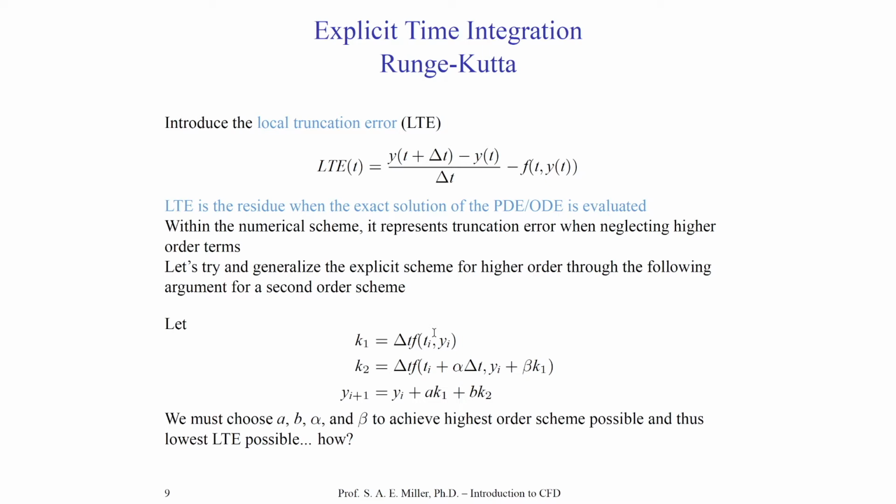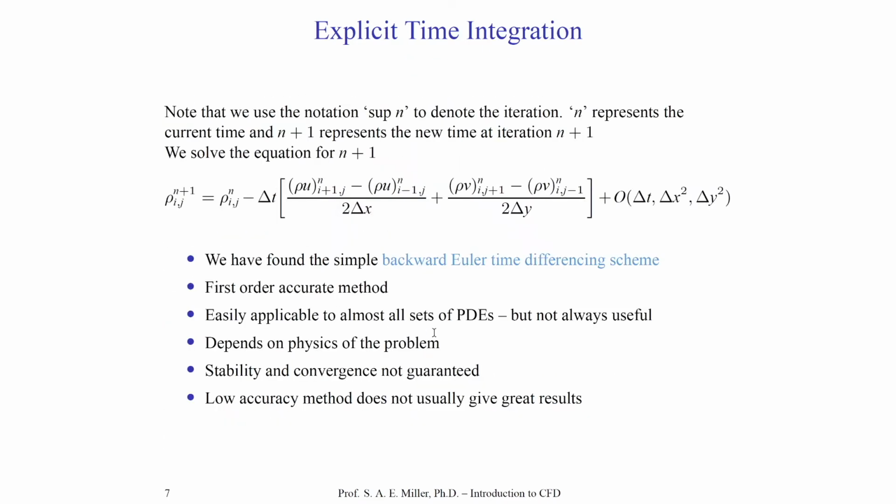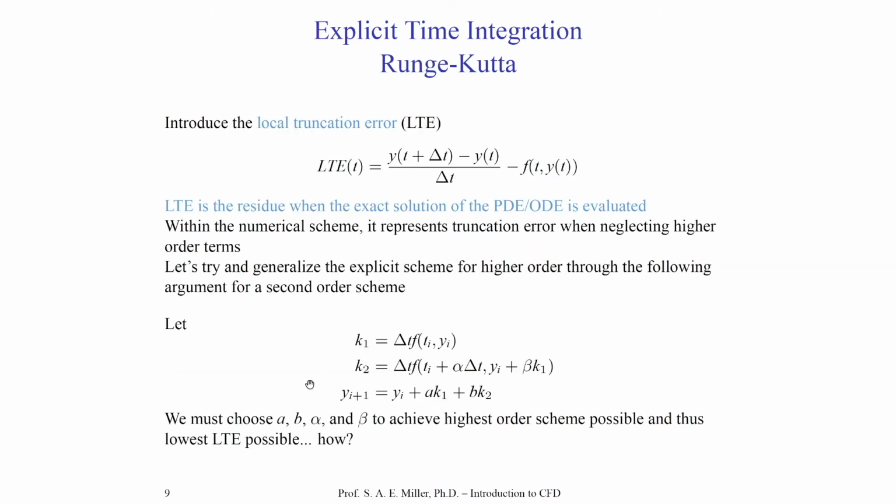Look at this delta t times f. Here's the delta t, and here's f. This is the higher order terms, which is local truncation error. Now, the corresponding second order term, we might have another k, and we would approximate this k as some f, the same right-hand side f with the same delta t, but we're taking time and the current solution at time i, and we're adding some alpha delta t and beta k1.